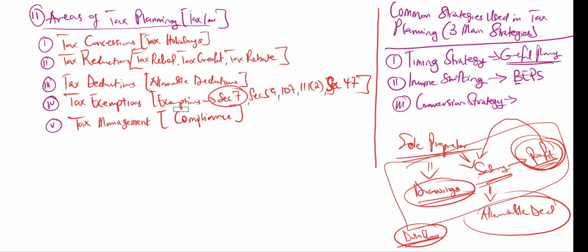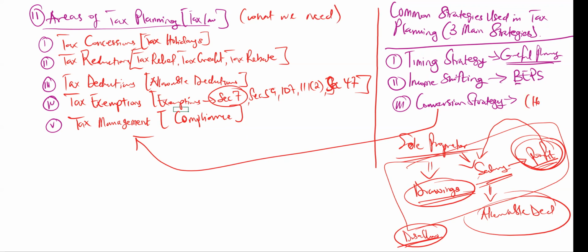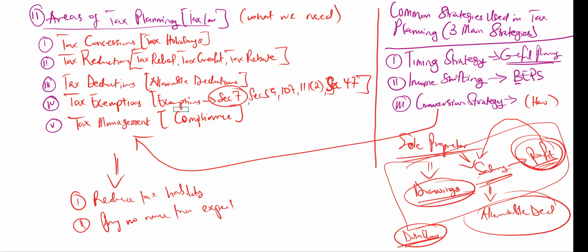So these strategies are how to take advantage of these things. These are like the what we need, and these are like the how to get the what. Strategies are tips, tactics, techniques to help you achieve your objective. The objective is either to reduce tax liability or to pay no more than expected.